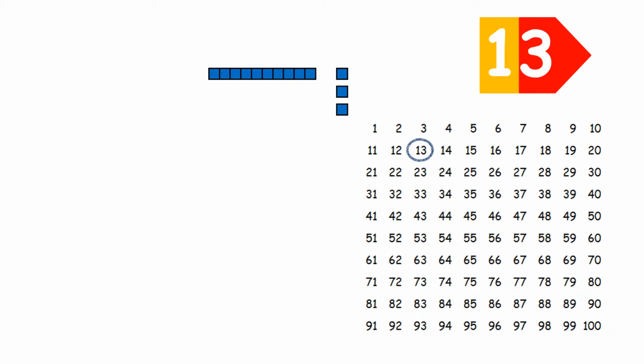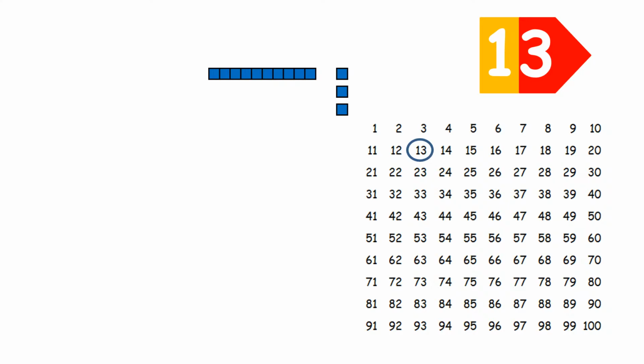So today, we're going to practice counting up in steps of 10. But before we start, which number do we have represented here? We have 1 ten and 3 units, so we have the number 13. So on a 100 square, I can find 13.